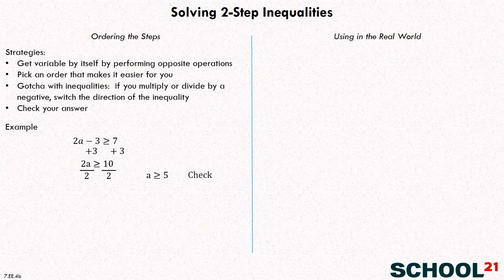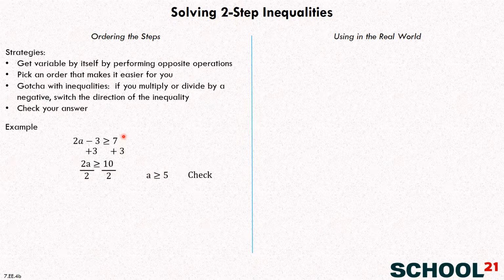Okay, now let's make sure and check this answer. Let's check a value that is greater than or equal to 5. Let's check 6. So if we say 2 times 6, that's 12, minus 3 is 9. Is that greater than or equal to 7? Yes, it is. You could check lots of other values with inequalities to make sure. You could say, what if a was equal to 5? Well, 2 times 5 is 10 minus 3. That would equal 7. So it is still greater than or equal to 7.